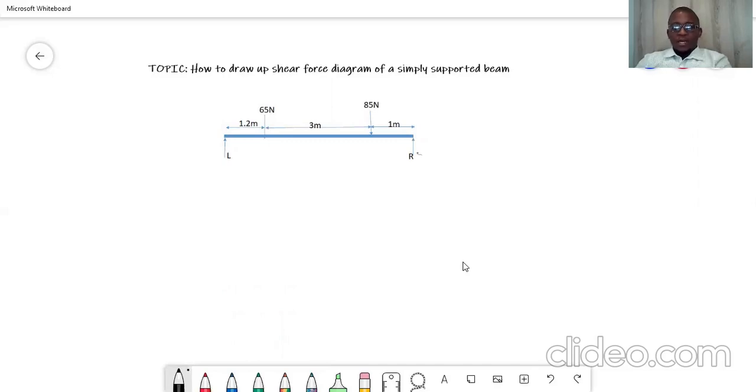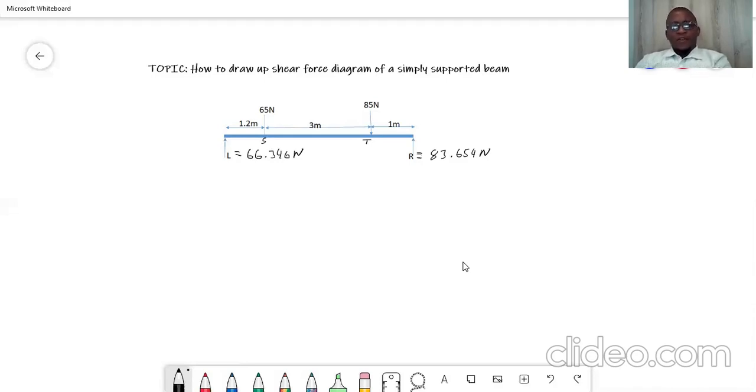So now let me just write the magnitudes of the reactions that we calculated. R was 83.654 newtons, and L was 66.346 newtons, and I will also have to add S and T, labeling these lines, right?